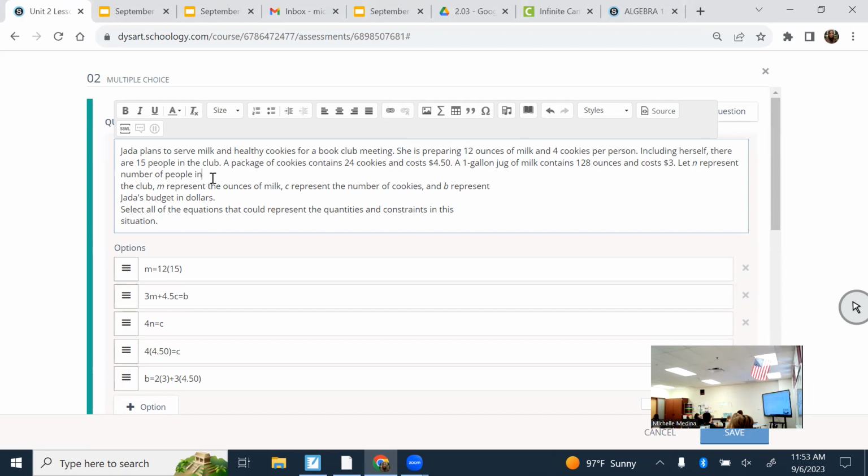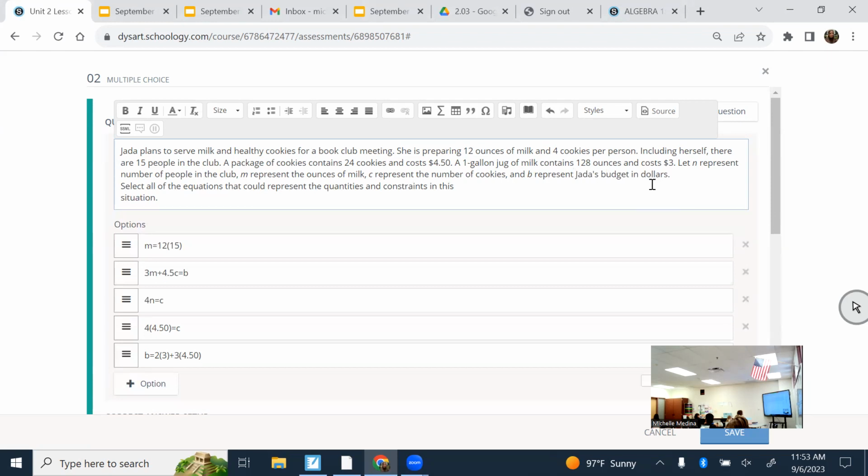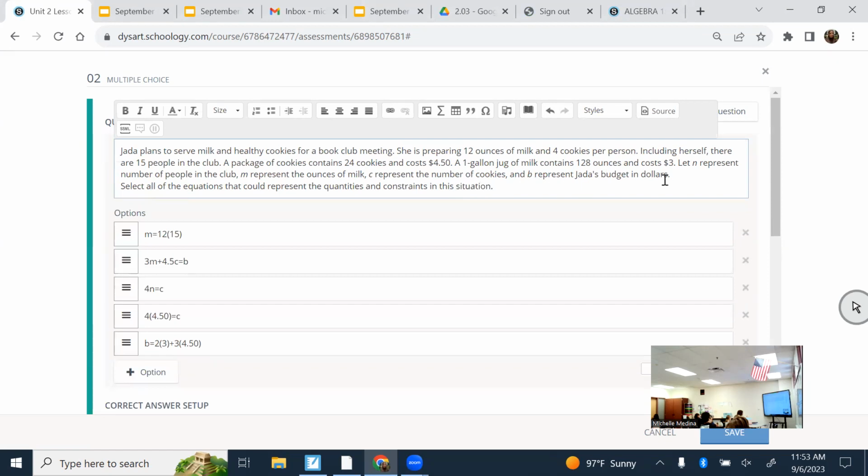Let N represent the number of people in the club. M represents the ounces of milk. C represents the number of cookies, and B represents Jada's budget in dollars. Select all of the equations that could represent the quantities and constraints in this situation.